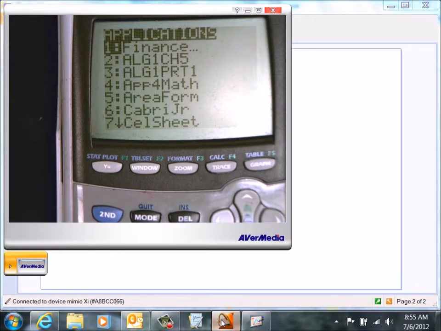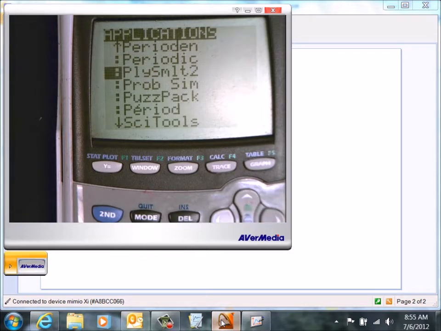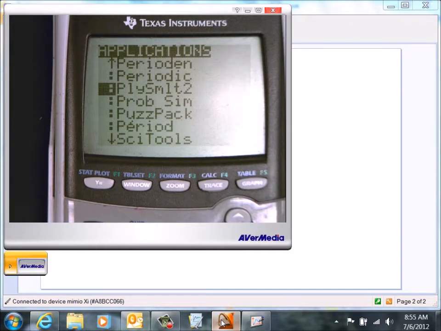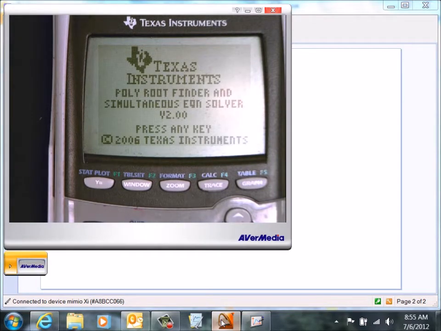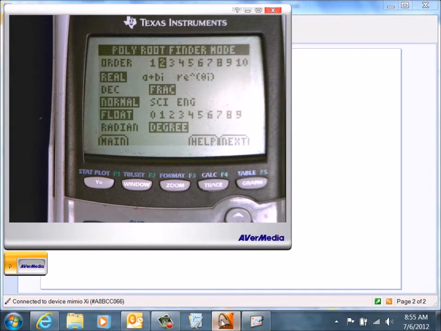If you scroll all the way down to the P's, you're looking for an app called PolySmult, PLYSMULT2. It's a polynomial solver and a quadratic equation solver. If you have that, you can press Enter, and it'll open it. Press any key to continue. From the main menu, we have a quadratic we want to solve, so pick choice number 1, Polyroot Finder.